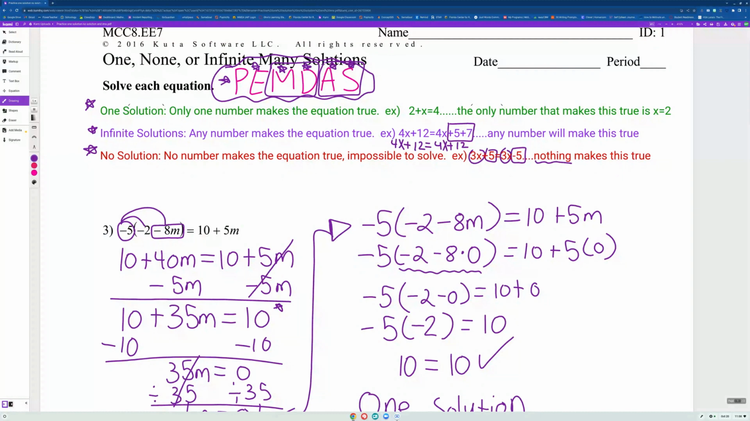Okay, so an equation with one solution means that only one number can make the equation true. An equation with an infinite amount of solutions means any number can make the equation true. And then an equation with no solutions means that we have wasted our time. No, I'm just kidding. It just means that there's no number that will make this equation true.